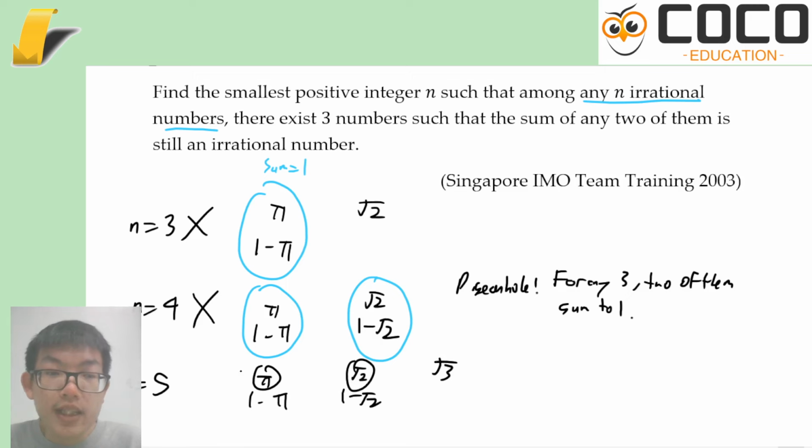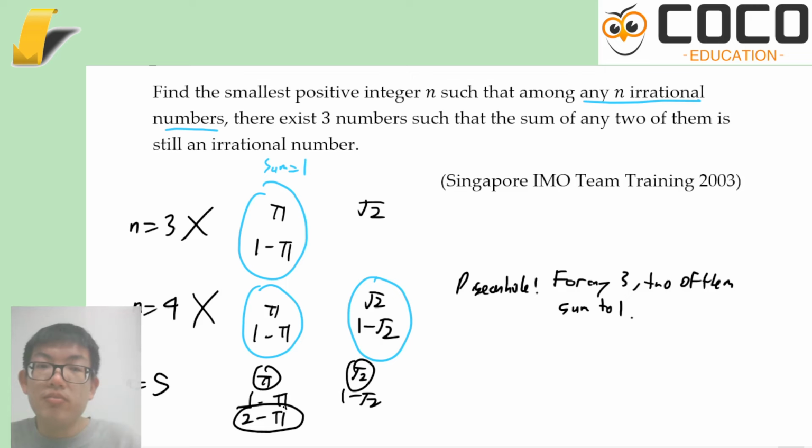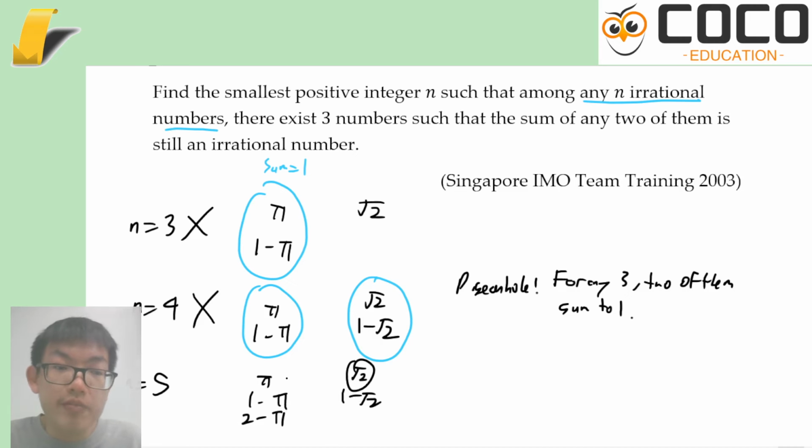Now, if let's say that I were to try to be smart, say, okay, I don't want it to be that way, I'm going to do 2 minus pi. So that now if you pick pi, and you pick 2 minus pi from here, then you see, two of them are going to sum to rational. Well, I could technically have avoided it by picking these.